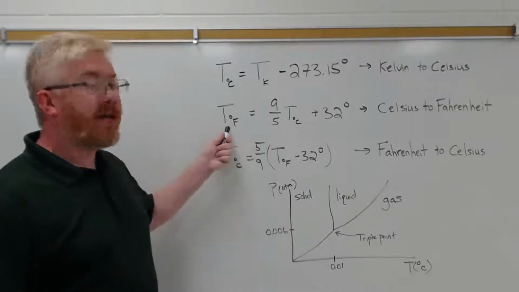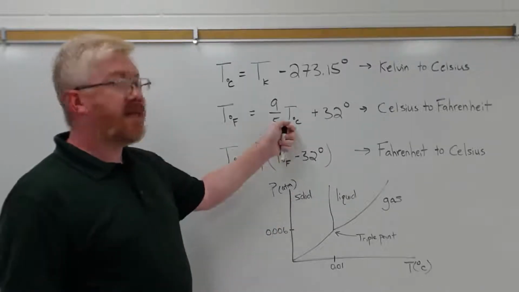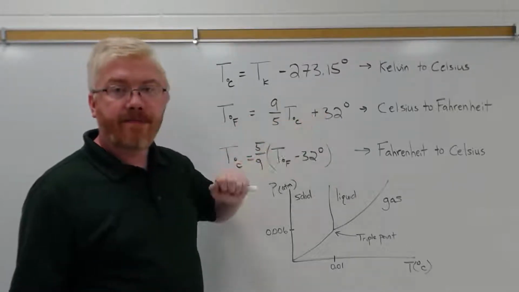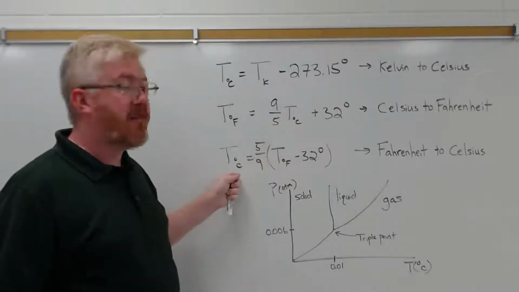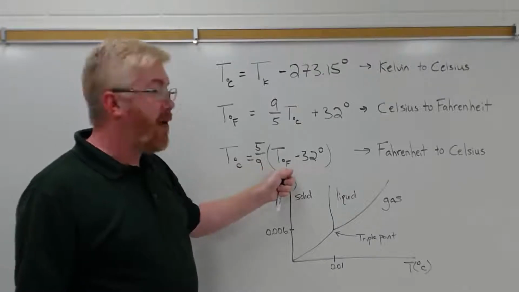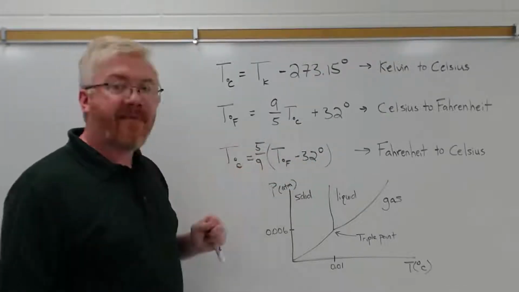So for temperature in degrees Fahrenheit, if you have degrees Celsius, take your degrees Celsius, multiply it by 9/5 and add 32. Algebraically, you can switch this around as I've done on the equation below. Temperature in degrees Celsius is equal to the temperature in degrees Fahrenheit, first subtract 32 and then multiply by 5/9.